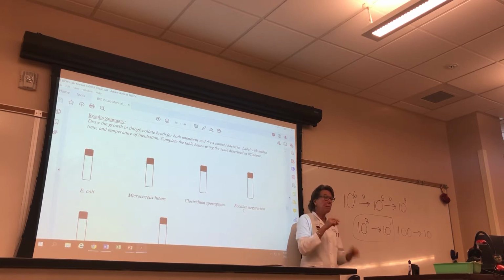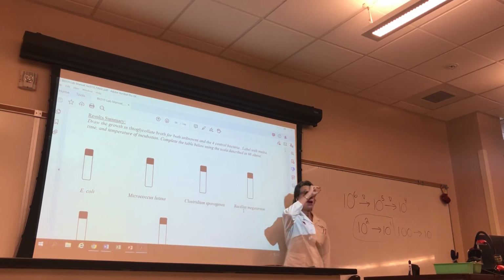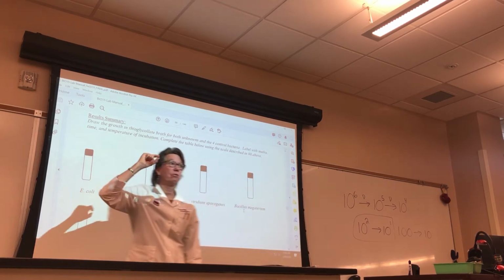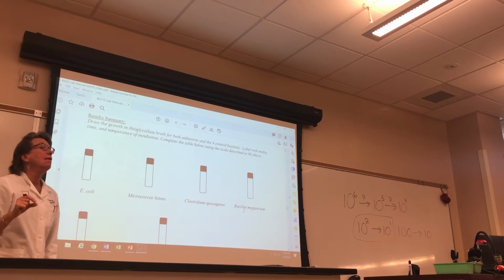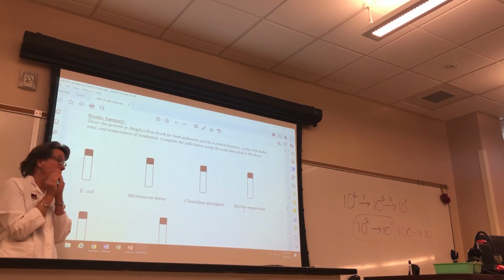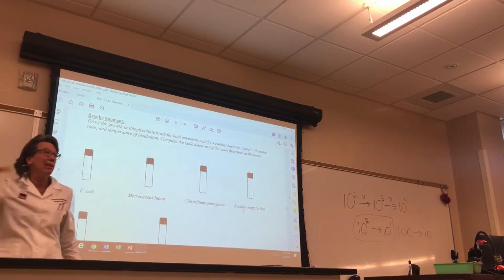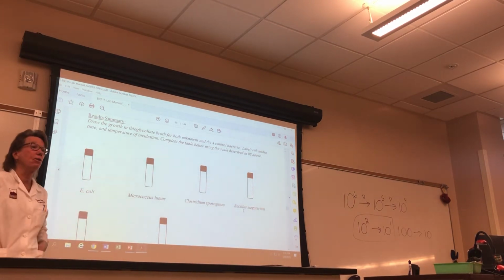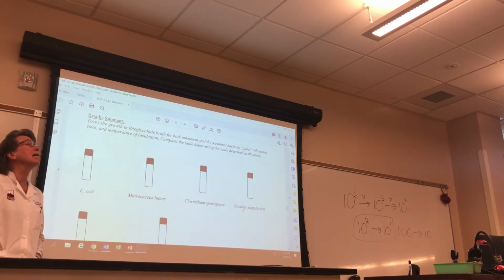So you might remember there was a little red layer at the top of these thioglycolate tubes. You guys remember that little red layer? Remember I said don't shake these. That goes for now too. It's very important that when you go in there, you don't slam stuff around because you'll disrupt the growth pattern.